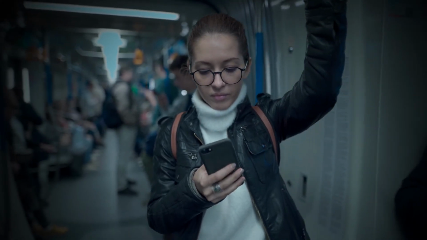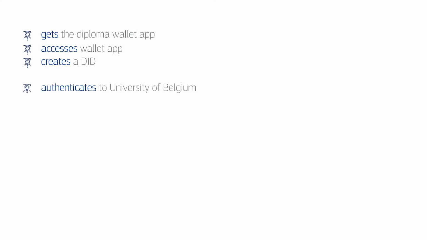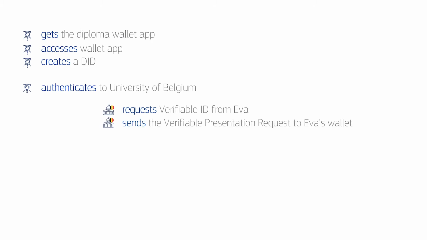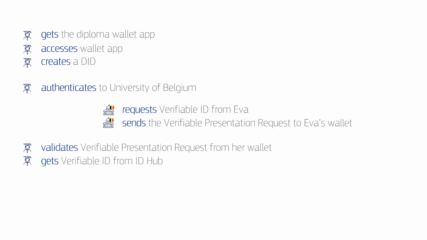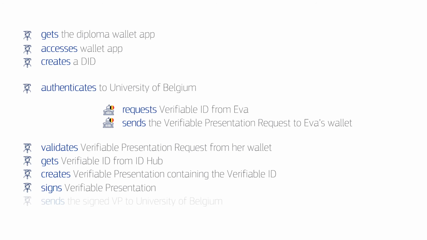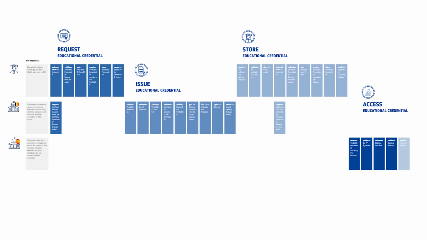Then Ava and the university in Belgium will follow a relatively simple process. Ava will first authenticate to the university in Belgium, and that Belgian university will request Ava's verifiable ID and send the verifiable presentation request to Ava's wallet. Ava will then validate the verifiable presentation request from her wallet, and she will create her verifiable presentation containing her verifiable ID. She's then going to sign her verifiable presentation and send that verifiable presentation to the university in Belgium. If you map out these steps for each stakeholder in your process and for each feature you've identified, the result is going to be really valuable.